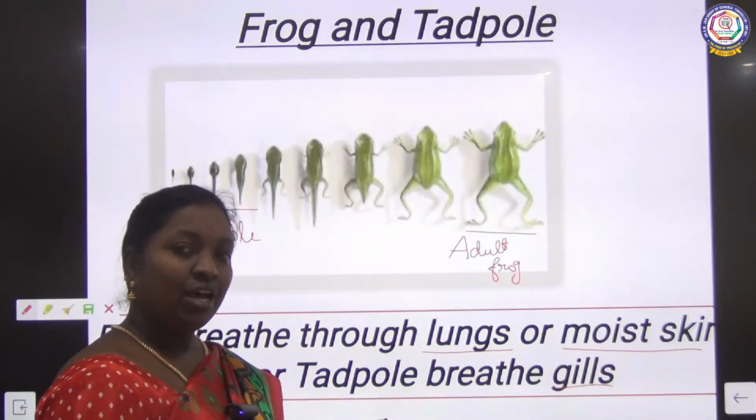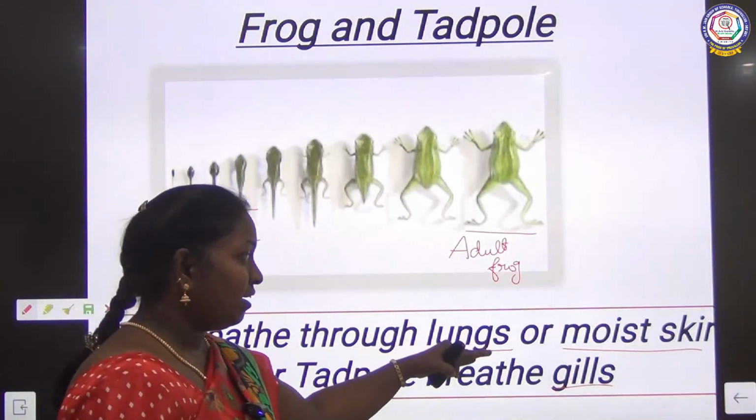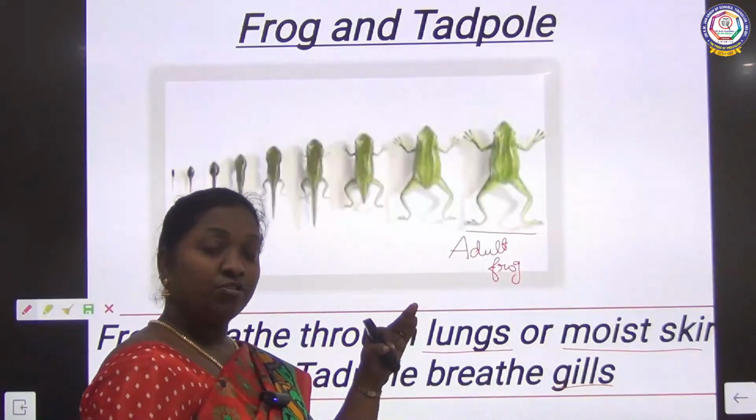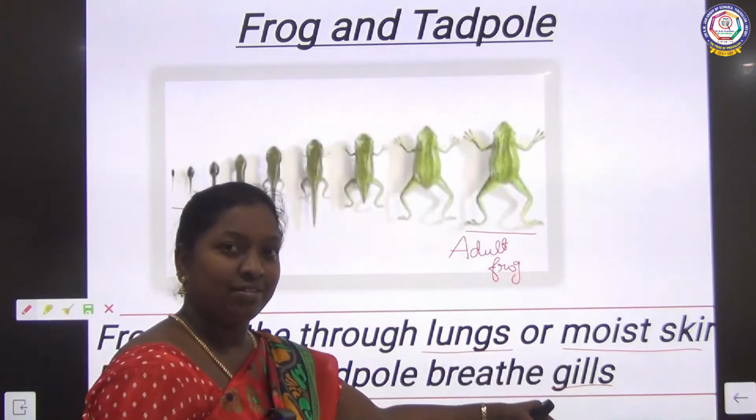Frog is an amphibian. When it is on the land, it uses lungs. When it is in water, it uses moist skin. Baby frog will breathe with the help of gills. Understood?